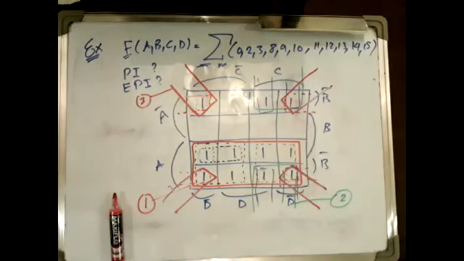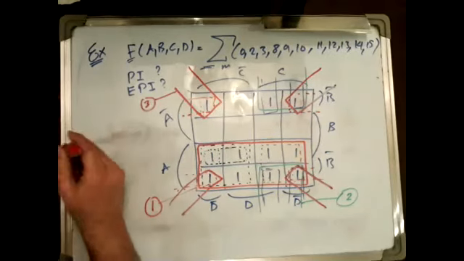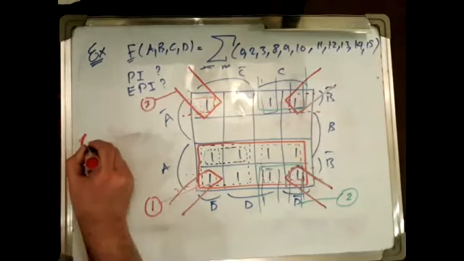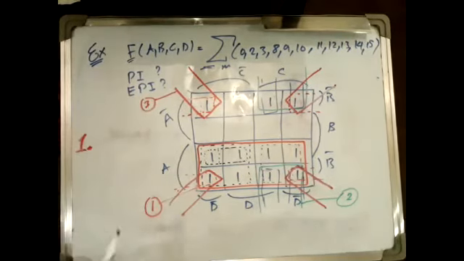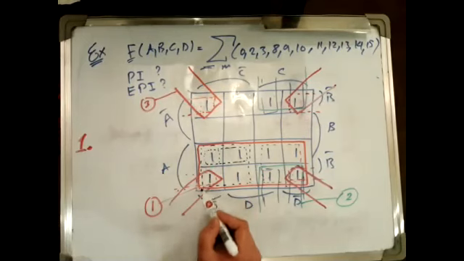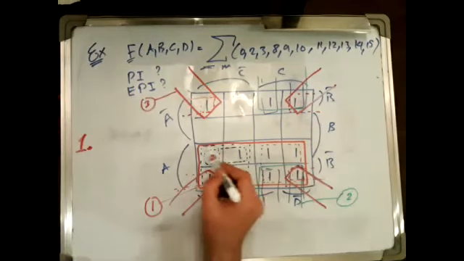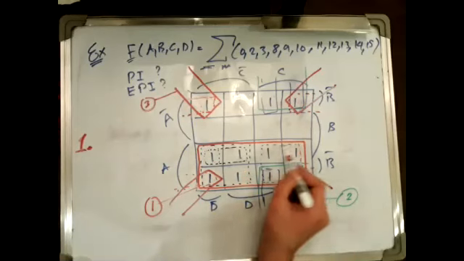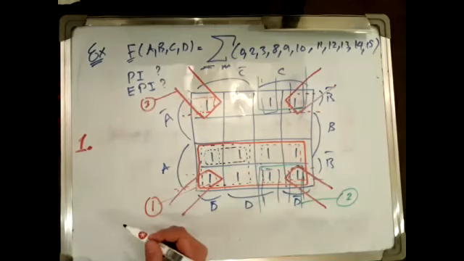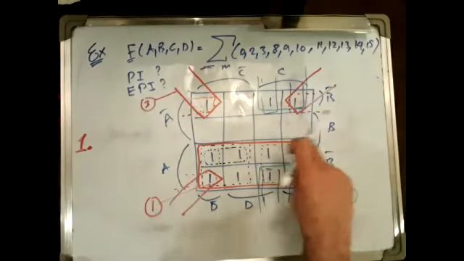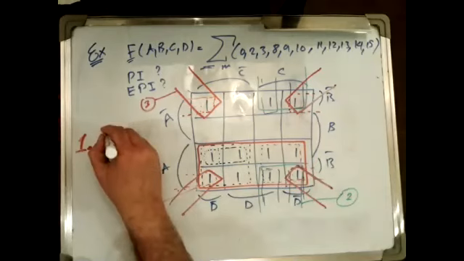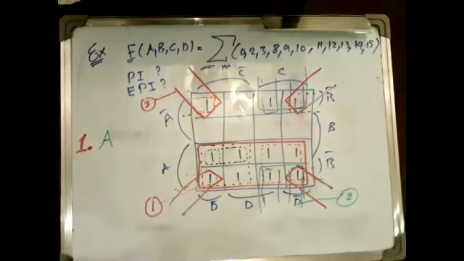So now let's try to write the logic expressions for these rectangles. What is the logic expression for prime implicant number 1, which is this one? In other words, what is its location on the map? If you look carefully, it is completely located in the A region. So basically, this is A. Number 1, the logic expression is basically A.